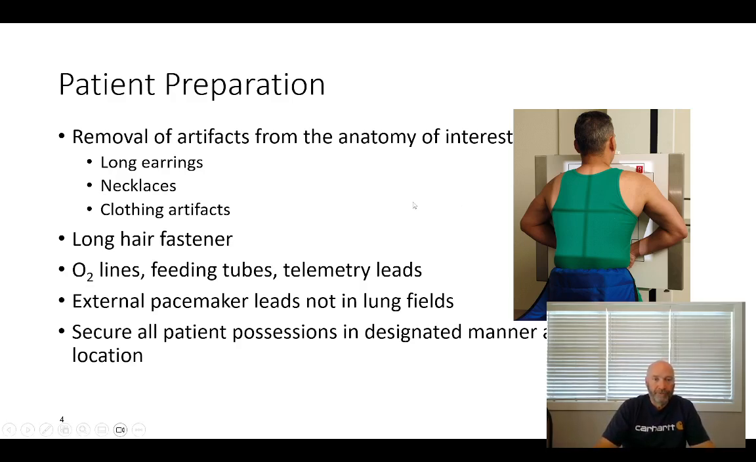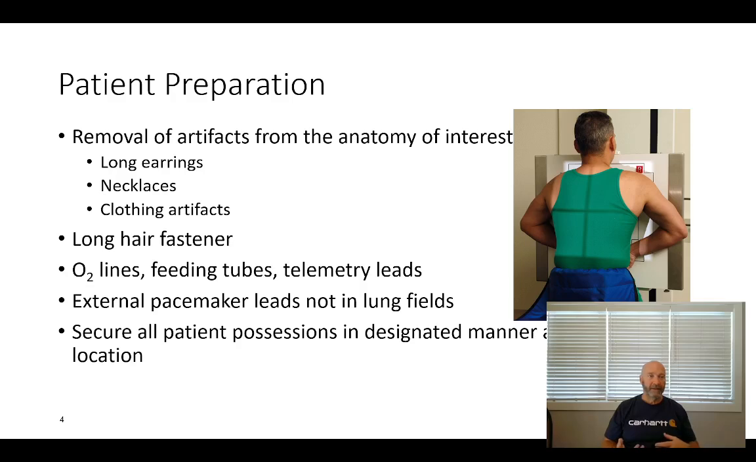So removal of artifacts, specifically for chest x-rays, you want to get rid of long earrings that could cover the apex, or the top of the lungs. Necklaces, same thing. But clothing artifacts like snaps, buttons, puffy paint, thick elastic or anything like that needs to come off of the patient. Long hair fasteners that may cover the lung field need to come out, but also you need to be aware that synthetic hair shows up. So if the patient's wearing a wig or if they have a weave or anything like that, it's going to show up in the image.